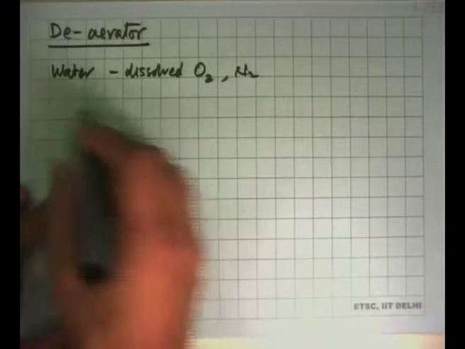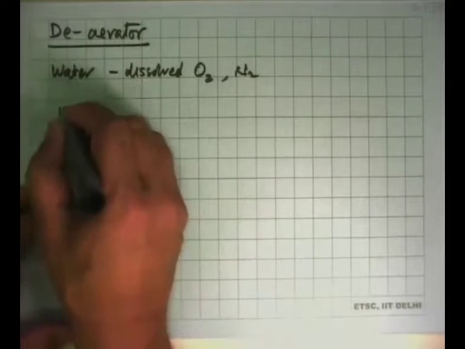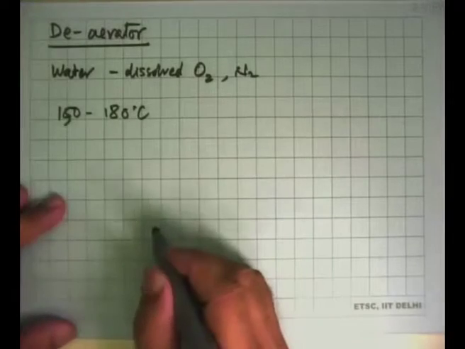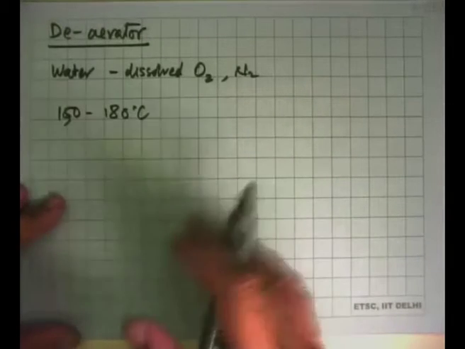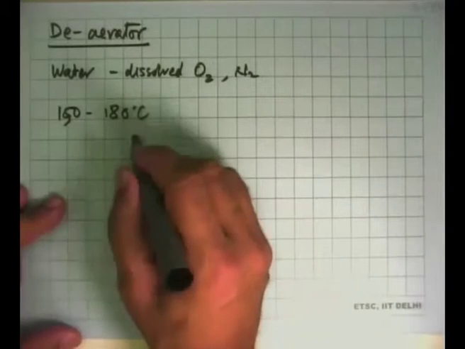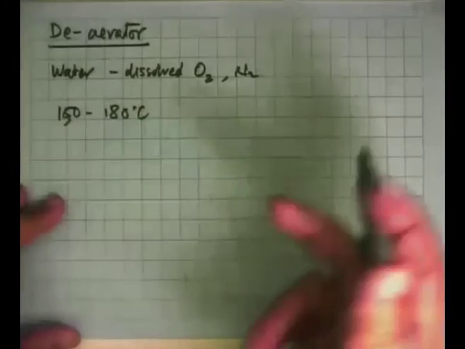And what we do is, we just heat the water to a temperature of like 150 to 180 degrees Celsius and allow some of the oxygen to come out. So this reduces the concentration of oxygen in water, and then we get deaerated water, and that is then put through the boilers and the turbines.